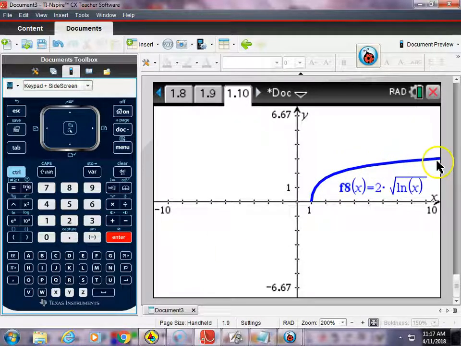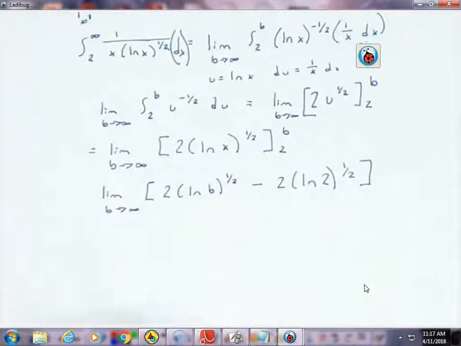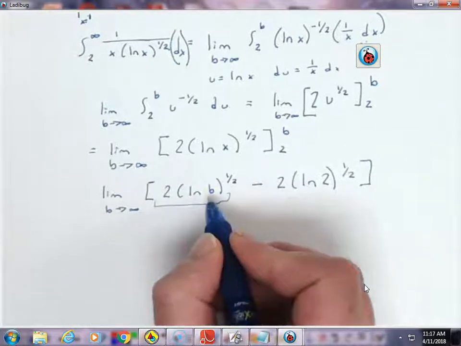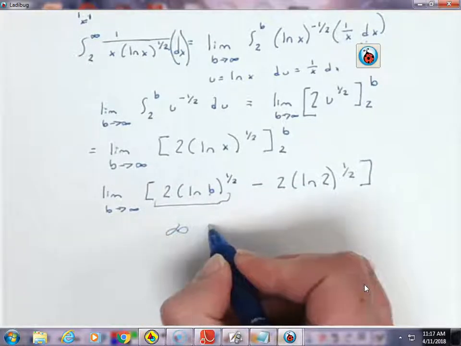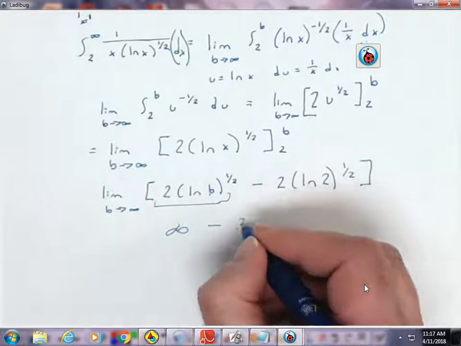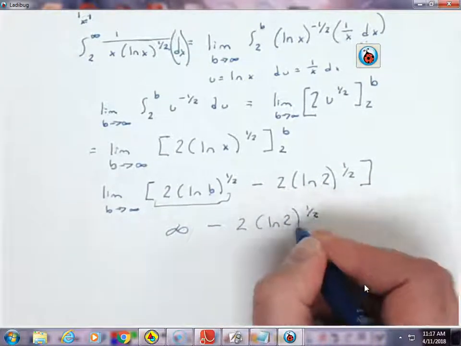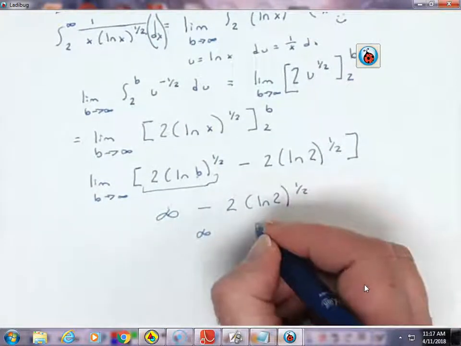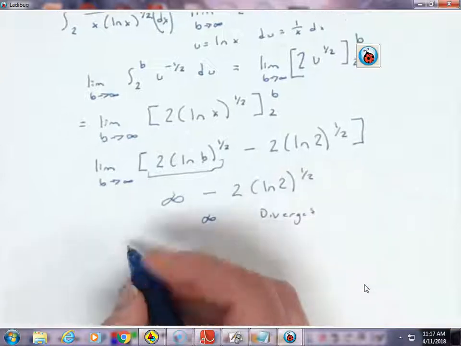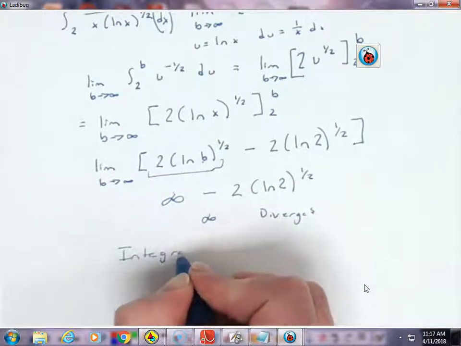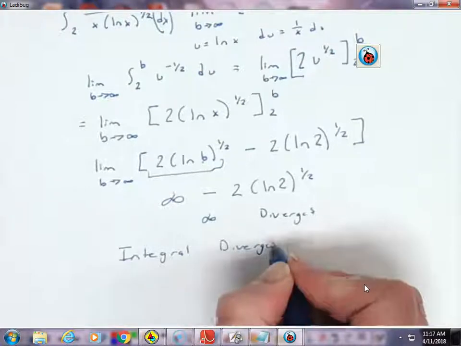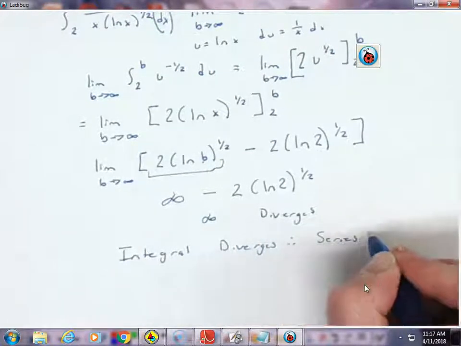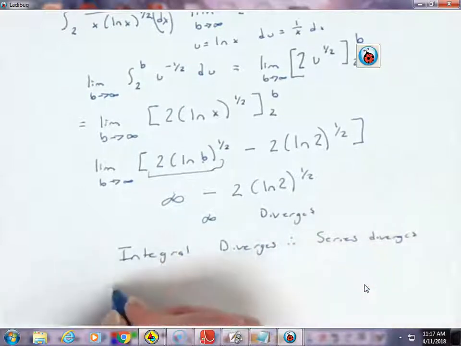Okay, and this guy is clearly getting higher and higher, just like ln of x does. It has a slow rate of increasing, but it definitely is increasing. And so that guy is going to infinity. So what's happening is this part, as b goes to infinity, this is going to infinity. And then as b goes to infinity, that doesn't affect that at all. It's just a constant. And so this is infinity, which is diverging. Okay, so then you need to tell them what's up. The integral diverges, therefore the series diverges by the integral test.